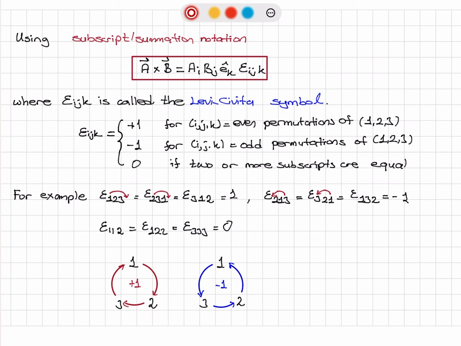And it's minus 1 for odd permutations of 1, 2, 3. That means we're going in the counterclockwise directions. And here you can see explicitly how this works.